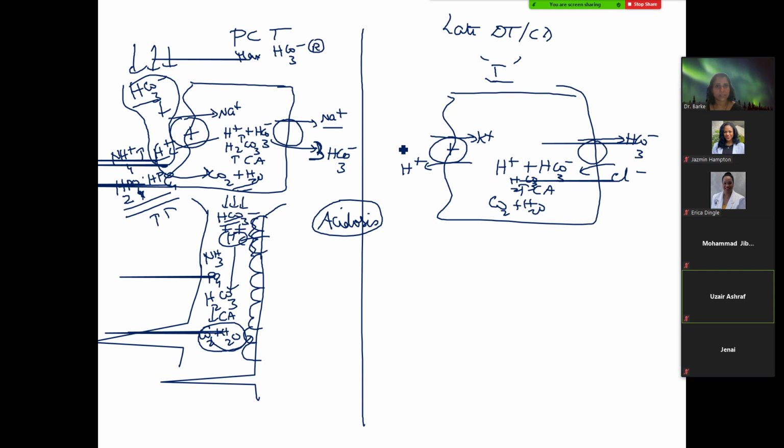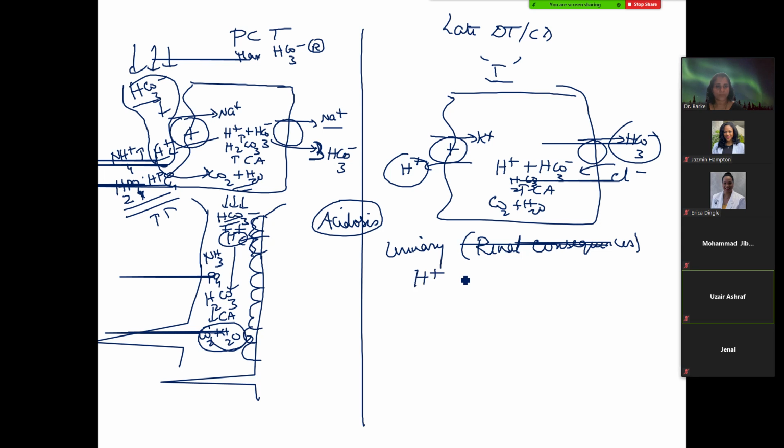Same thing in the distal tubule: acid is excreted, bicarbonate is conserved. So what are the urinary changes? If they ask you what are the renal consequences, they are asking you what are the urinary changes because of renal compensation. So what will happen to the urinary H plus excretion? Will increase. What will happen to the urinary pH?